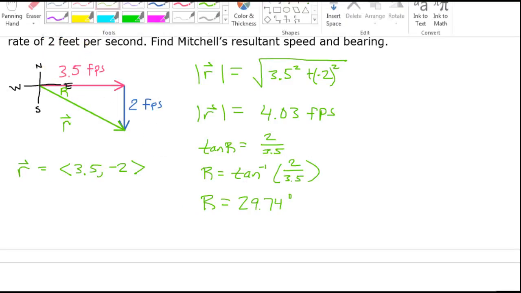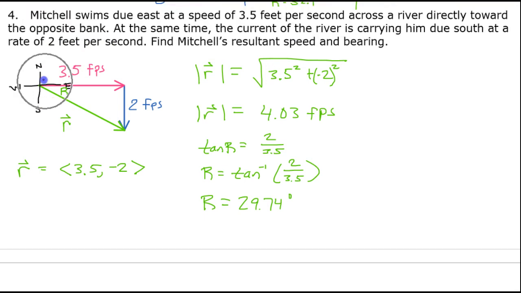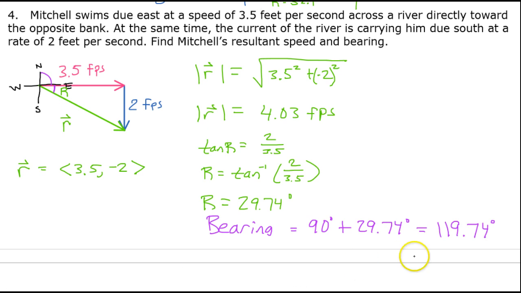Okay, so if we want to measure clockwise from north, we're going to have to take this reference angle that we found and add 90 degrees to it, because from north we have 90 degrees and then we have R. So the bearing should equal 90 degrees plus 29.74 degrees. So that's a bearing of 119.74 degrees.